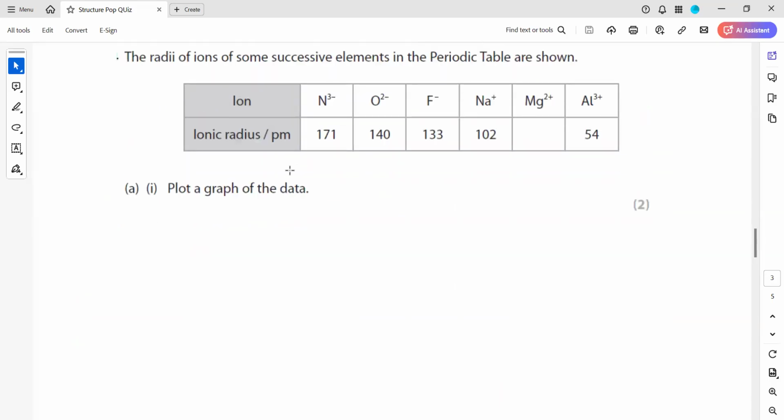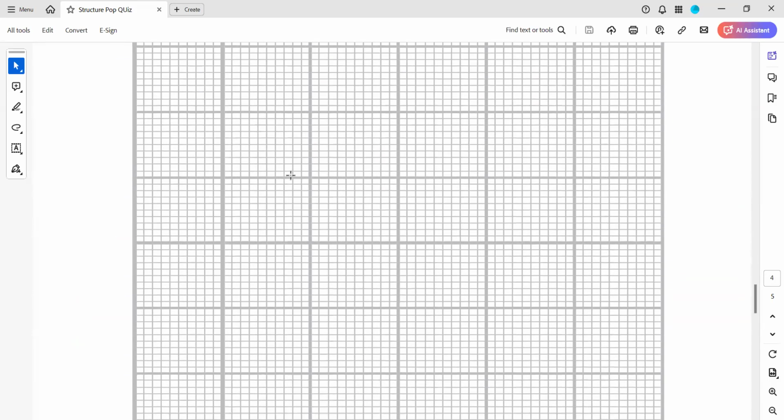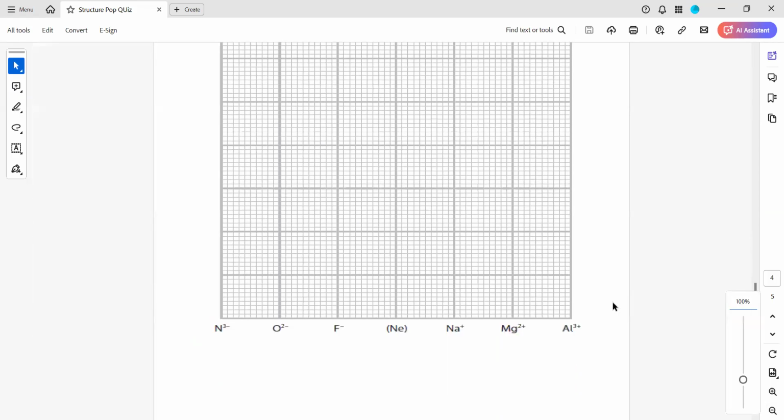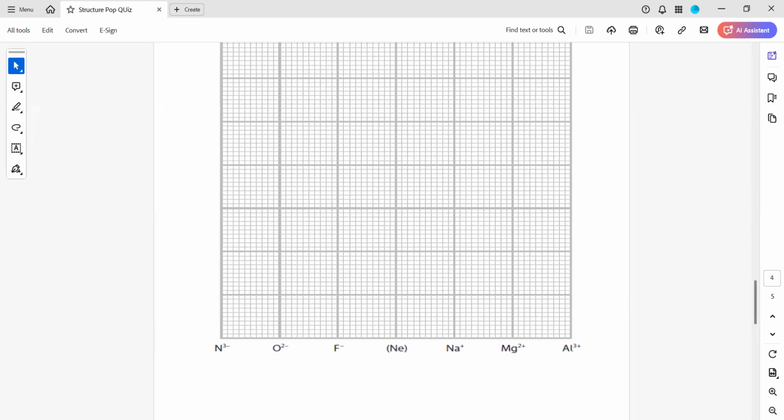Question 2, part A1, any doubt? Let's sketch the graph for ionic radii. You just have to use the trend. In the graph, should I connect the points dot to dot or should I make a line of best fit? No, because you have to predict. So try to draw a line of best fit, instead of connecting dot to dot.